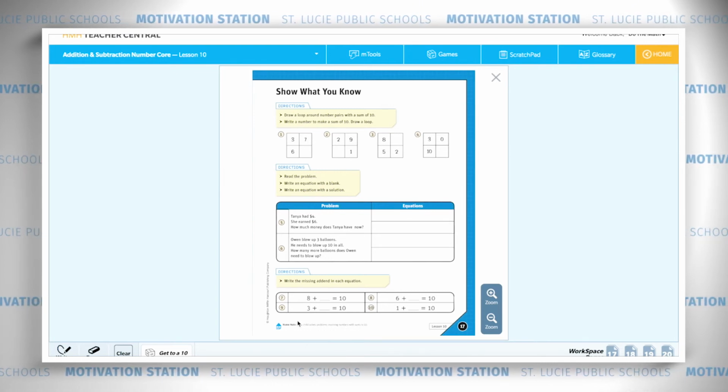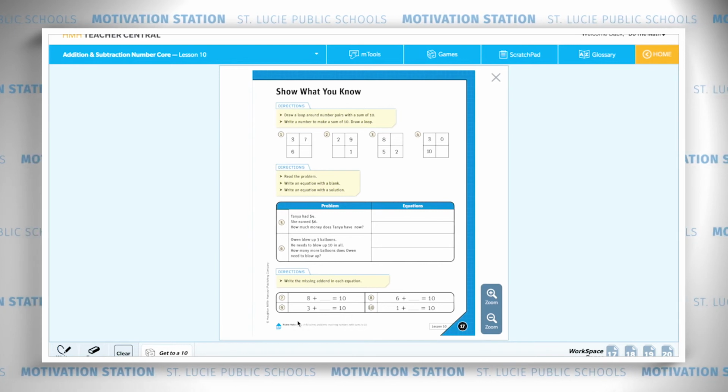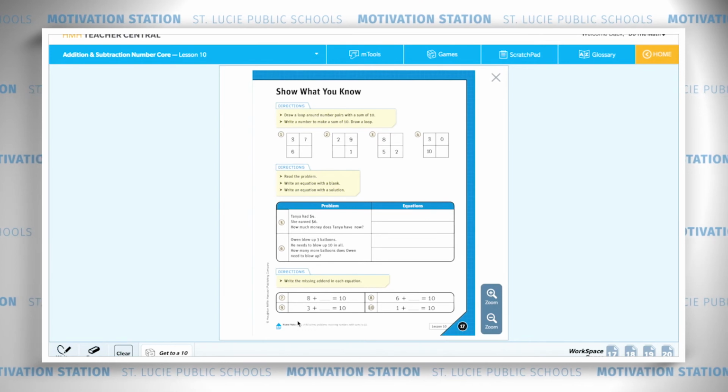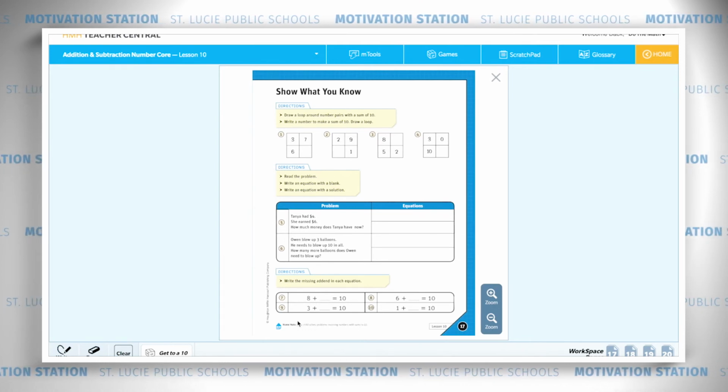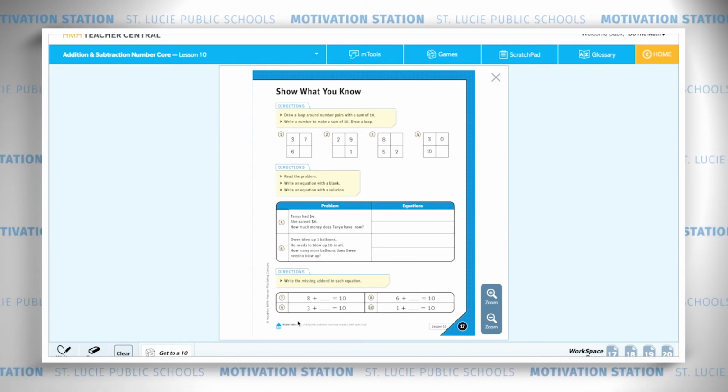Now, if you've done a great job and you've made no mistakes, then you can go back and play any of the games that we have done so far in lessons 1 through 10. You can play Get to 10. You can play some of the other games in modules 1 through 5. Now, get started and work really hard. Don't give up. You got this, guys.